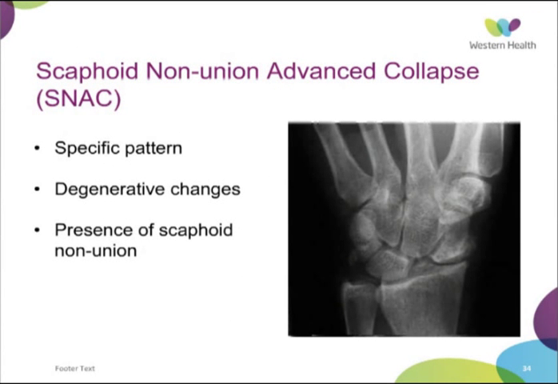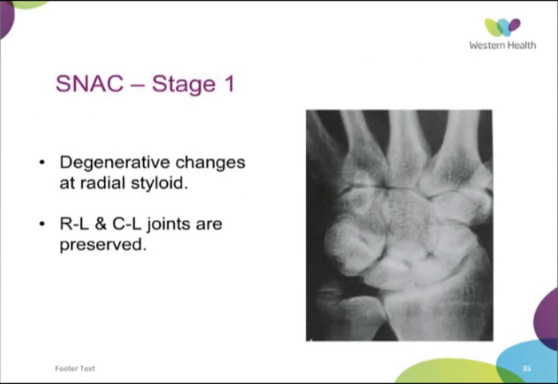Now, as the arthritis develops and becomes worse, we get something called SNAC for short, which is scaphoid non-union advanced collapse, which is a specific pattern of degenerative changes related to a non-union of a scaphoid fracture. That's divided into three stages.